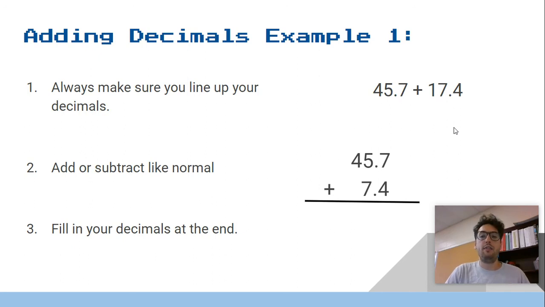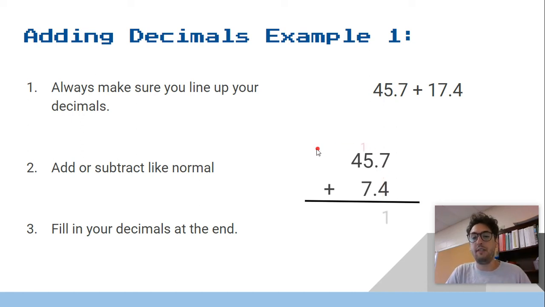So let's take a look at the first example for adding decimals. We've got 45 and 7 tenths plus 17 and 4 tenths. And so as you can see, I followed my first step already. So we're writing this like a standard addition problem, but we just need to line up our decimal. After that, it's just addition.